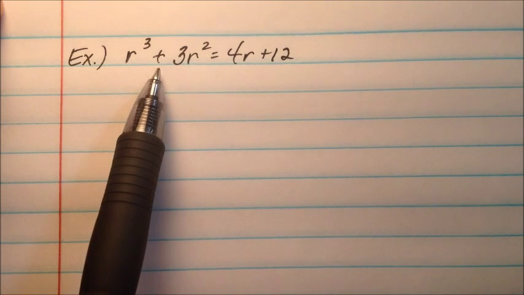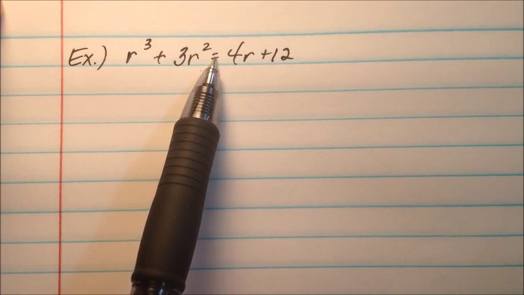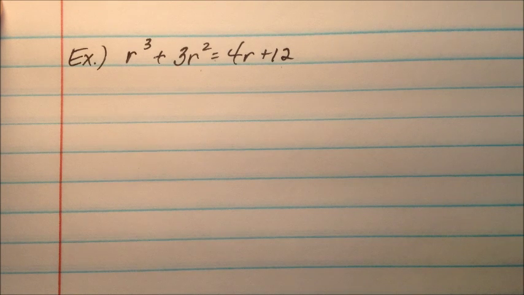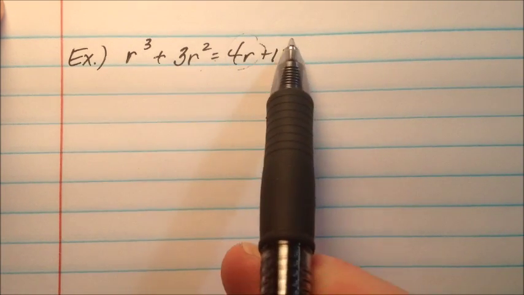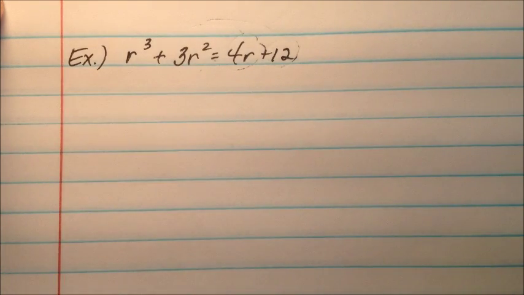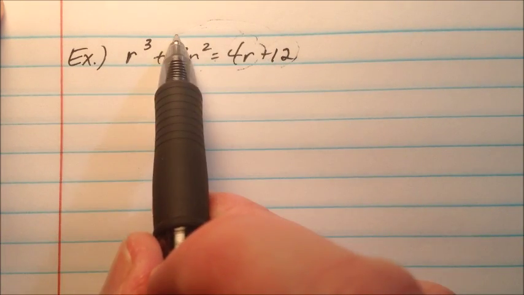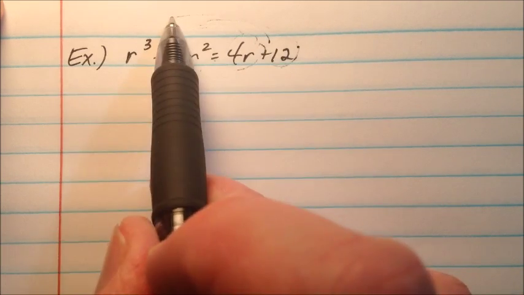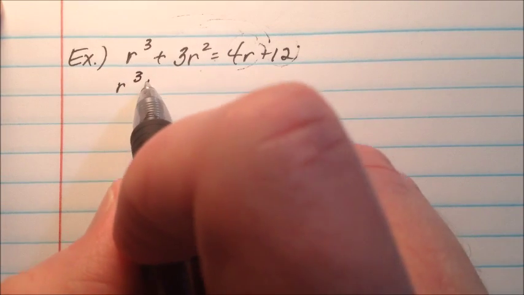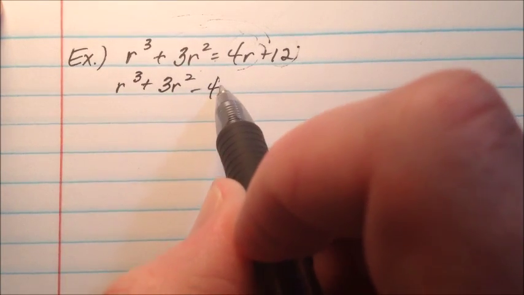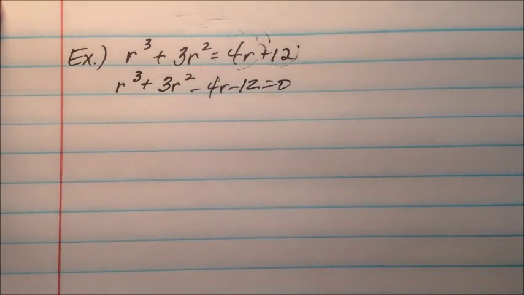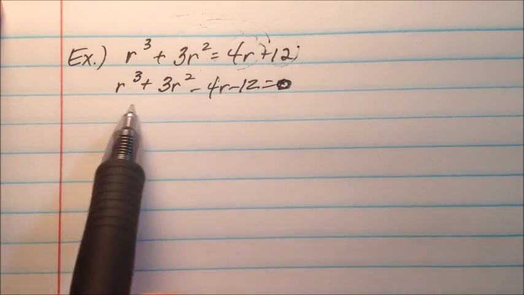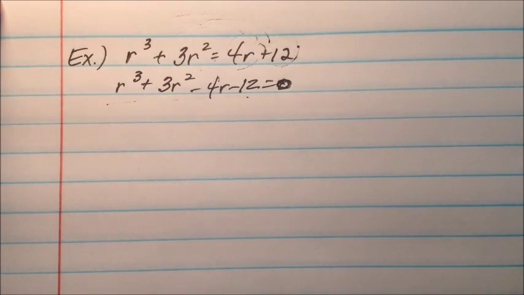In this next example, I have r cubed plus 3r squared, and that's going to be equal to 4r plus 12. Well, in the previous examples, we've noticed that all the terms were on the left side and it was equal to 0. So in order to use my 0 property of multiplication, this must be the case in every problem. So I'm going to take this 4r and this 12 term, each one of them, and I'm going to move them over to the left side. So it's positive on the right side, so it'll be negative over here. My 12 is positive on the right side, so it'll be negative over here. So I'm going to rewrite this as r cubed plus 3r squared minus 4r minus 12 equals 0. All my terms are on the left, and I have equals 0 on the right.